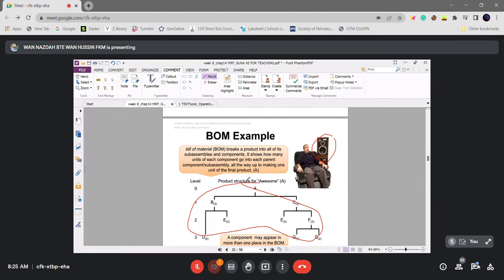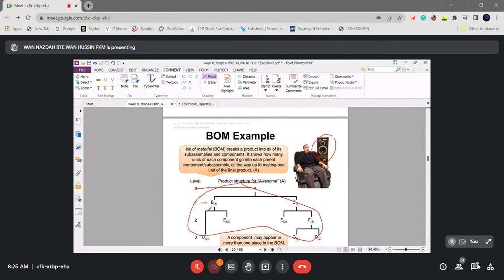Level 0 is to show the finished product, and the product is amplifier. And one amplifier is made up of 2 sub-assembly B and 3 sub-assembly C. And this sub-assembly B and C, we put that as level 1.